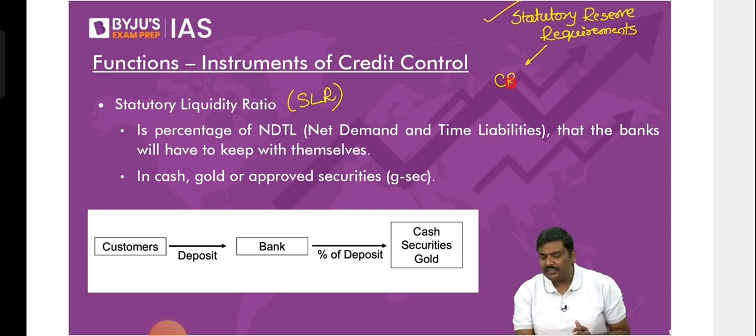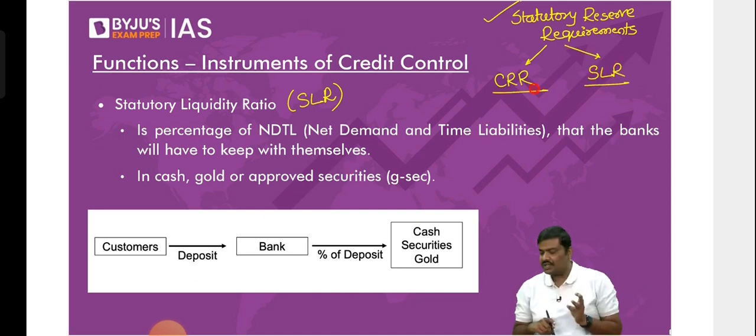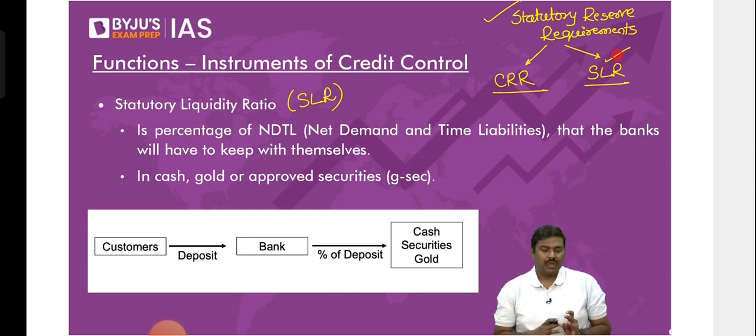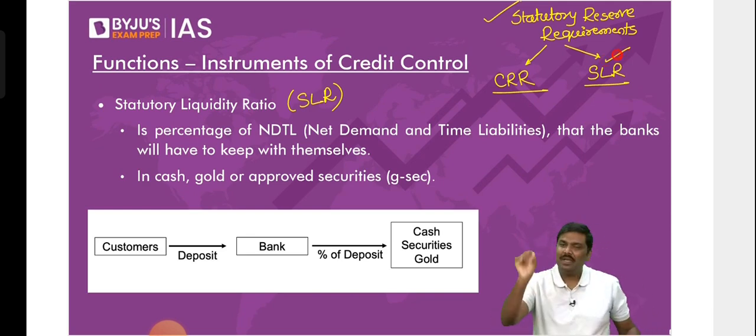And there are two types of statutory reserve requirement. One is a cash reserve ratio and the second one is statutory liquidity ratio. Now, why does RBI mandate it? Why is RBI telling them, please keep these reserves?